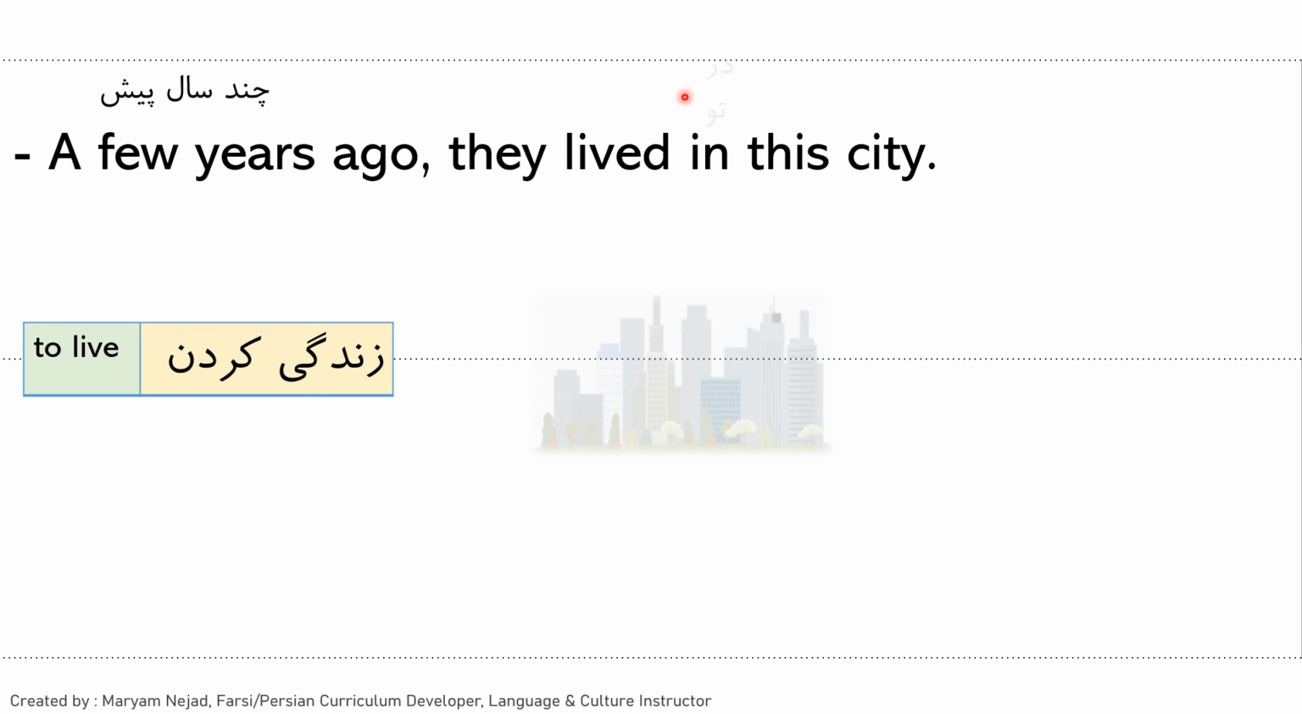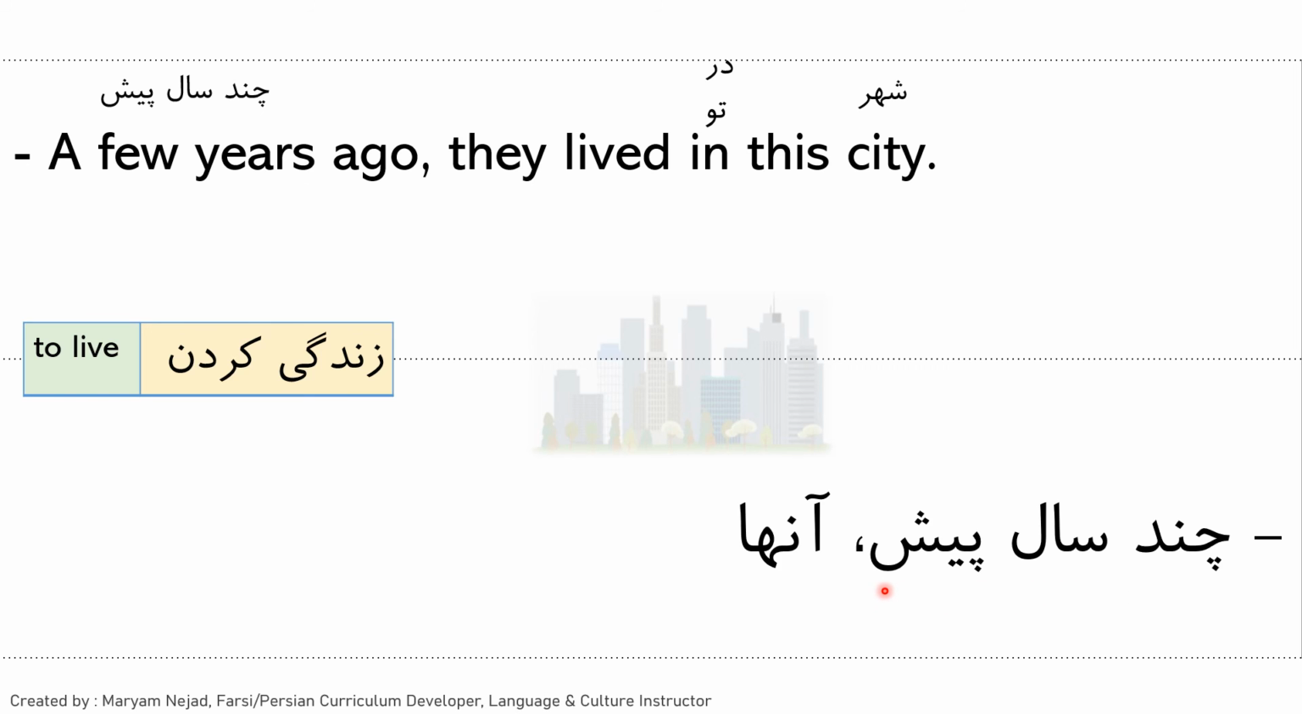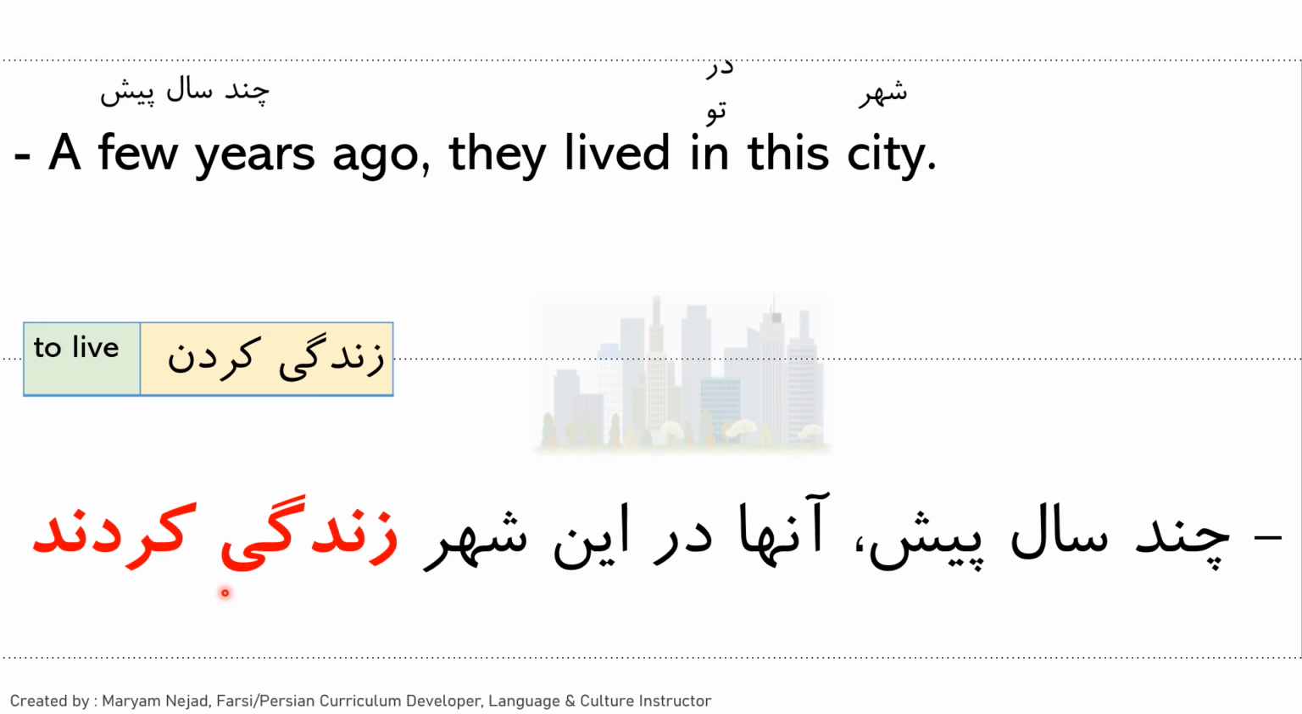And then the preposition in is در. The informal is to, and then city is شهر. چند سال پیش آنها در این شهر زندگی کردند. So this one is pretty straightforward. And the only thing is the informal version of the sentence, which آنها becomes اونها. And we said that the informal of در is to. Remember, it is written the same as to for second person singular, but it's pronounced differently. This is pronounced to. Alright, so the informal of the sentence is, and کردند becomes کردن. چند سال پیش اونا تو این شهر زندگی کردن.